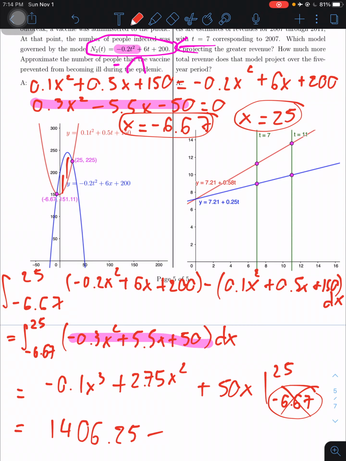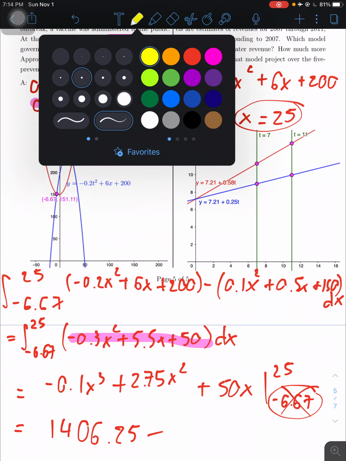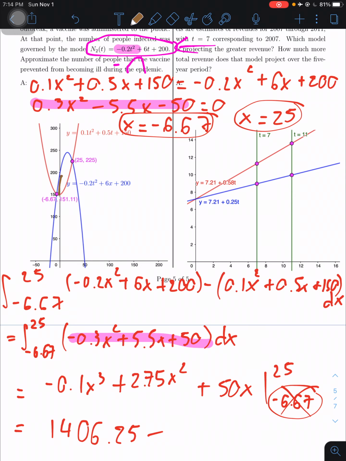But how does it make sense with the graph, right? Because we have the intersection going from negative 6.67 all the way to 25. Well, in here, ignore this part. We're going to skip this part, okay? Because we're not going to have negative people. So anything on the left of the 0, we ignore it, okay? We're just going to pay attention to the area between the two curves, between the two functions in here, when it's greater than 0, when it's on the right hand side of 0.